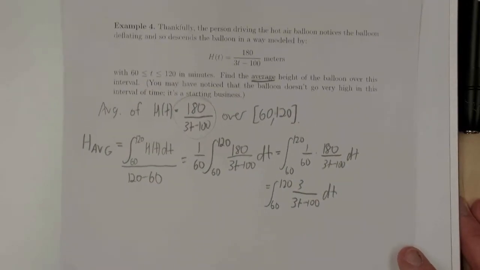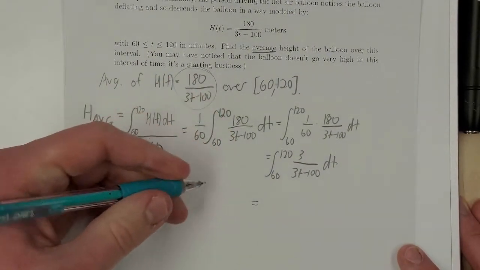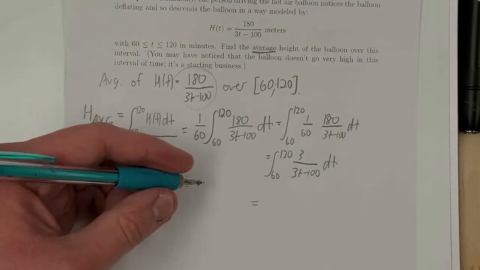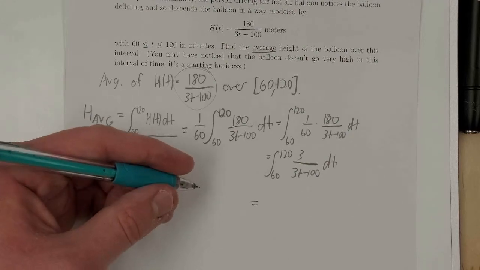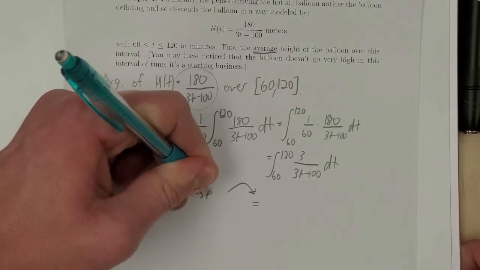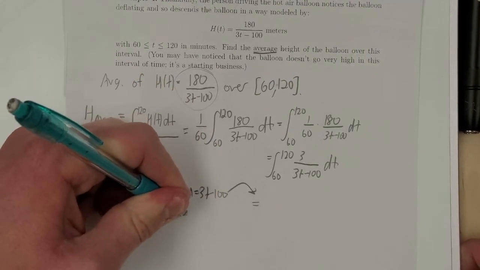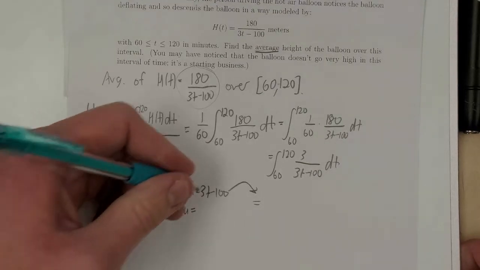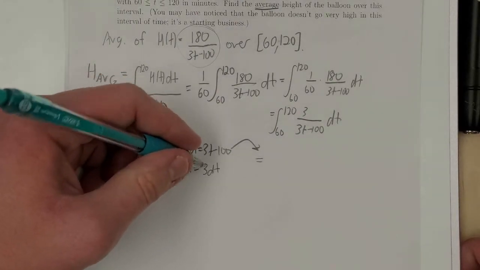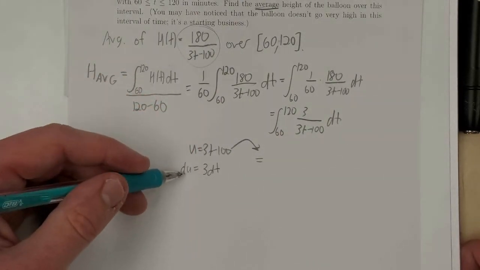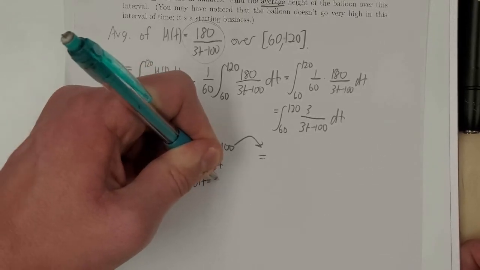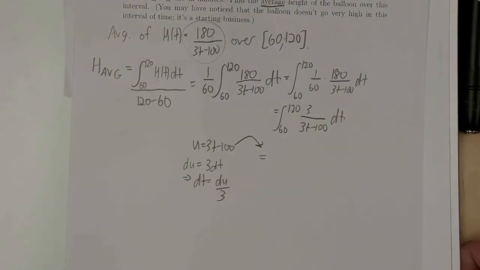Okay? So then, what would our u substitution be here? Raise your hand if you have it. Yep. Let u equal 3t minus 100, right? Because then du, you should be able to see pretty quickly, is just 3 dt. And if you solve for dt, that's just du over 3. Okay?